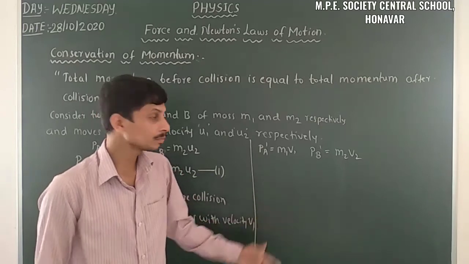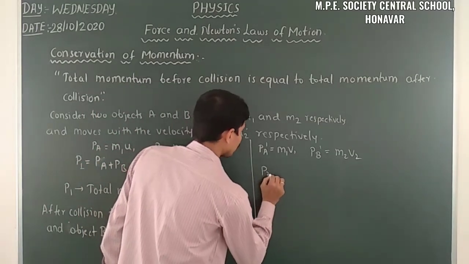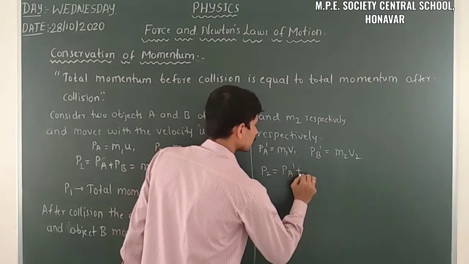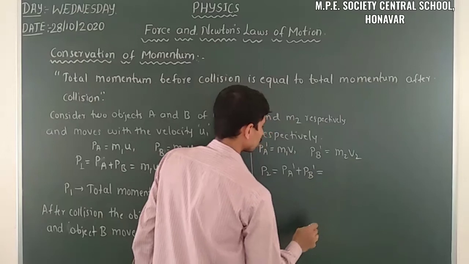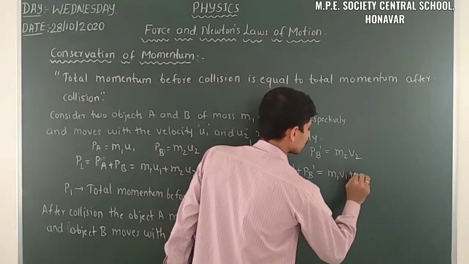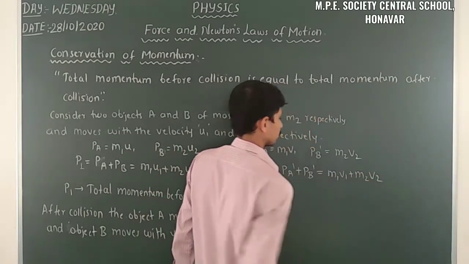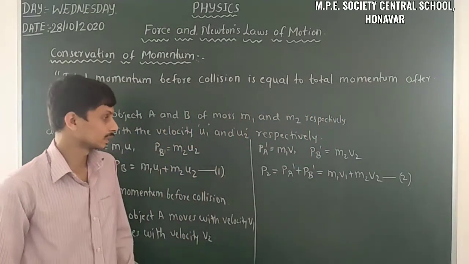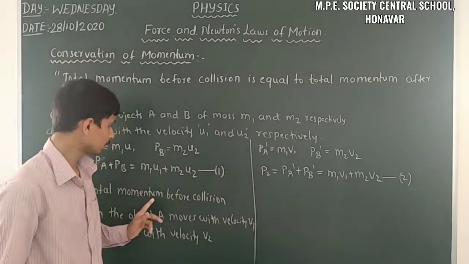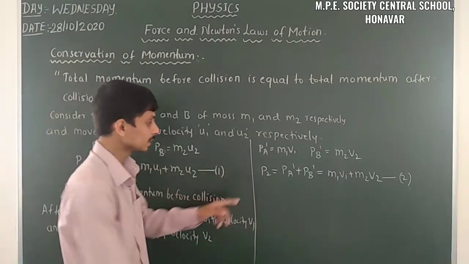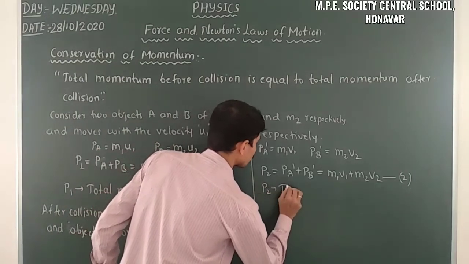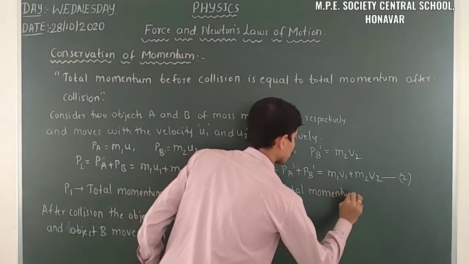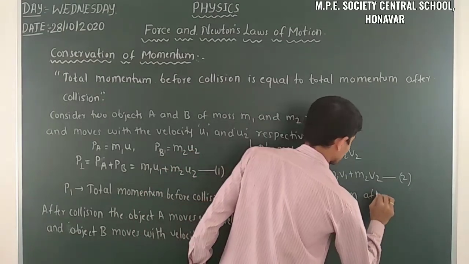What is the total momentum here? That is P2. I will take it as P2 here. That is PA dash plus PB dash is equal to m1 v1 plus m2 v2. I will take this as equation number 2. Yes. So we have the total momentum before collision and total momentum after collision. That is, P2 is the total momentum after collision.